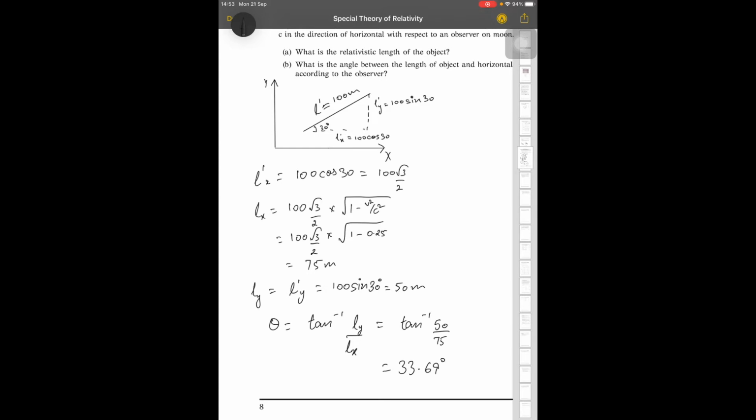33.69 degrees. Now if we look at it, we have our rod here and it gives us 30 degrees. Now if we shorten the x component of the rod and keep the y component as it is, that is, if the height is the same and the length becomes shorter, the angle increases. So this answer makes total sense.